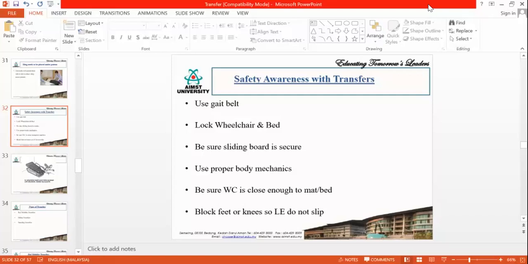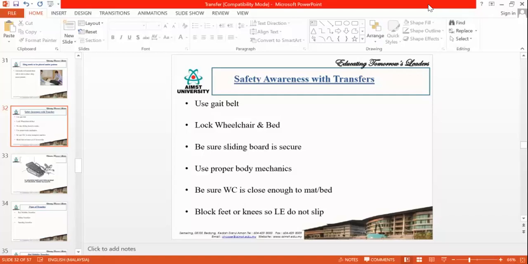You would have seen a lot of funny videos of heavy people sliding on a slider, and they will be lifted in the air and fall either before the targeted place or away from the targeted place. So you need to be very careful when you are teaching the patient. Then you have to use a proper body mechanism. I'll teach you what a proper body mechanism is.